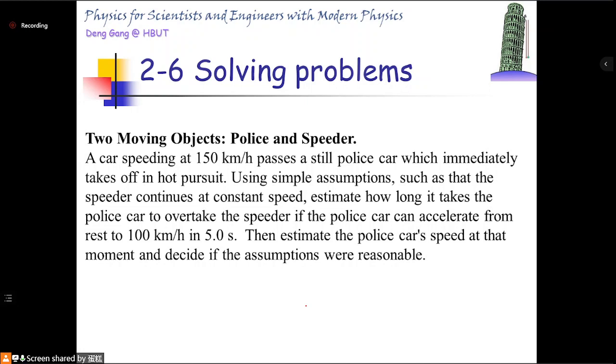So usually when you meet a real problem, the first step is to read the problem, and then you build a model, you draw a diagram, and then you calculate. When you build a model, you need several assumptions, right? Because the real situation is complicated.